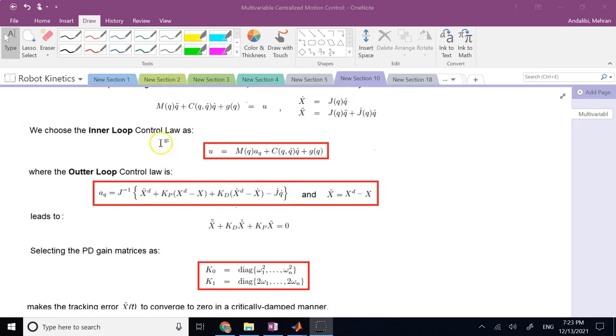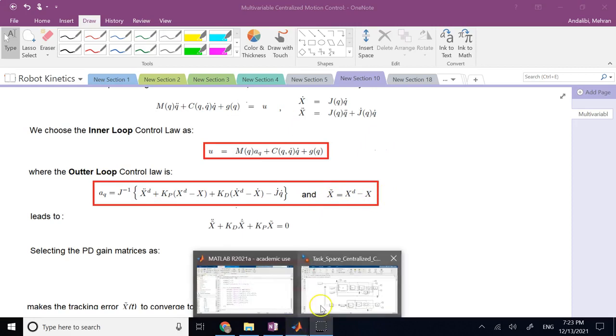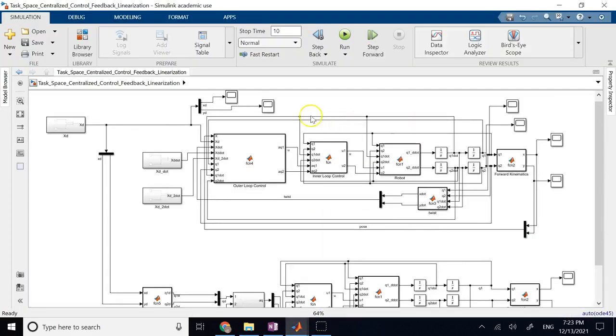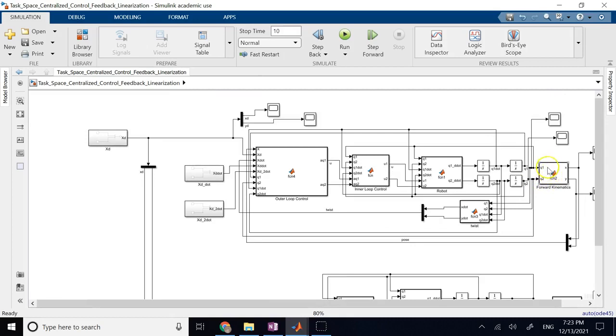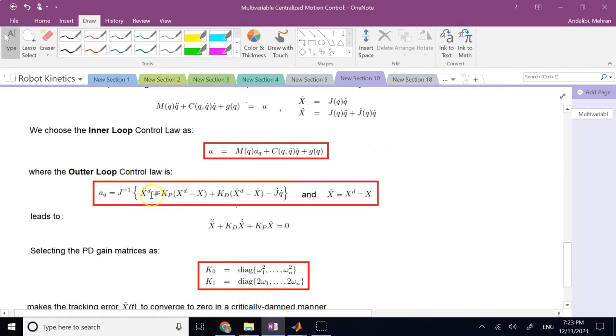It does have more calculations for the outer loop, but the good thing is you can do everything based on the error in the task space, not the error in the Q space. And this alternative algorithm is exactly what you see here on the top. So if I want the pose of the end effector, I use my forward kinematics block. When Q1 and Q2 come out, this block gives me this pose. This pose is the same as this capital X that you can see here.